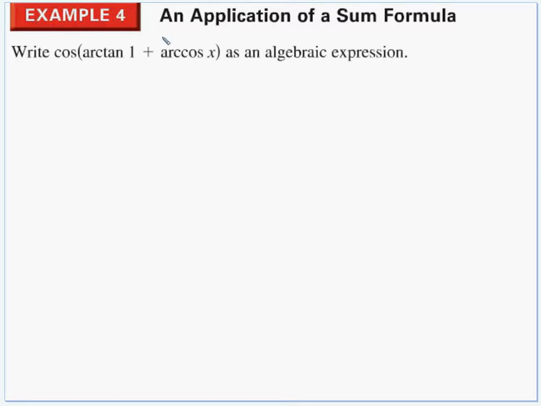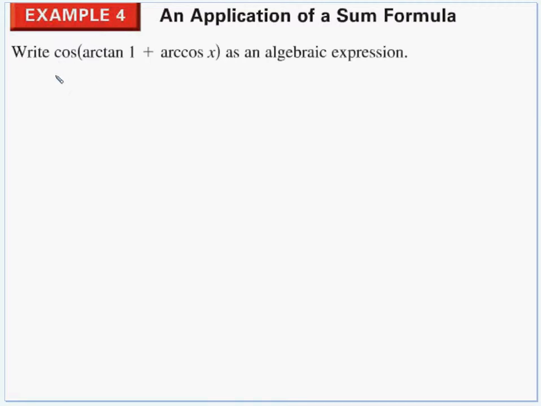All right, in this video, we're going to finish the examples here in section 5-4, the sum and difference formulas. And we kind of start here with a doozy. Let's see what they're asking us to do. Write the cosine of quantity arctan 1 plus arc cos x as an algebraic expression. Well, what the heck is that?